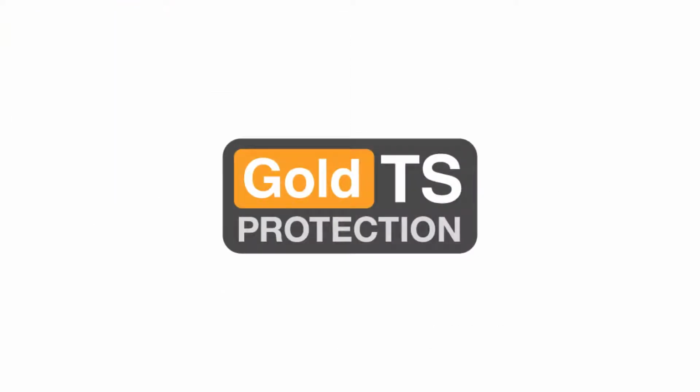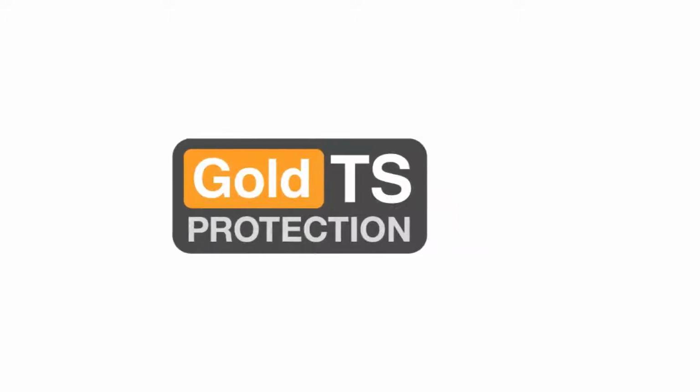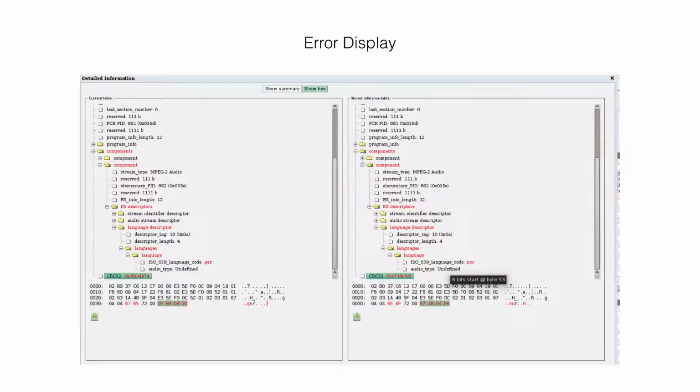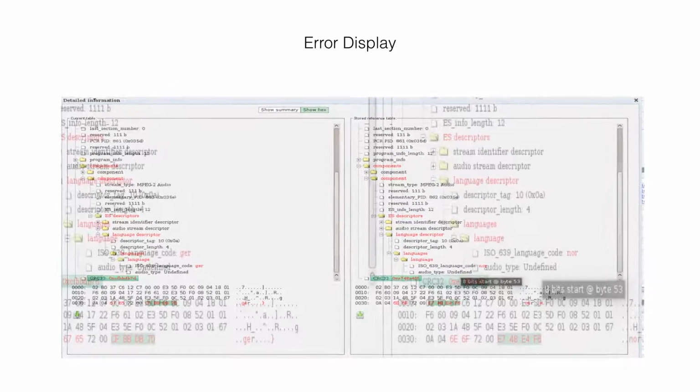This is where Gold TS protection comes in. In essence, it works very simply. We take a snapshot of what we consider to be a reference stream. All this means is that the transport stream we are referencing is, to all intents and purposes, correct. We use this reference stream to measure the incoming transport stream against. The user can configure which tables he wants to be tested, and any deviation from the reference stream will generate a Gold TS alarm. A few clicks will show the operator exactly where the error is and what the error is.